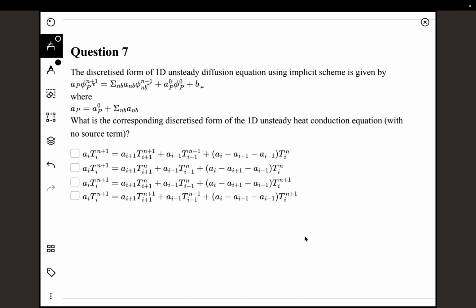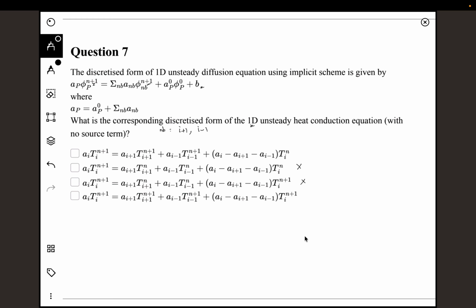Yeah, are you able to figure this out? So the idea is that phi will be replaced with T, and if it is a 1D problem, the neighboring points will be just i plus 1 and i minus 1. It's an implicit equation, so all the n plus 1 terms should be there for T i plus 1, T i minus 1. So this and this can be ruled out. On the LHS we need n plus 1, so everything has that. Coming to this term, we need a_P naught plus sigma a_nb plus some source term. Source term is not there, so b will be 0.